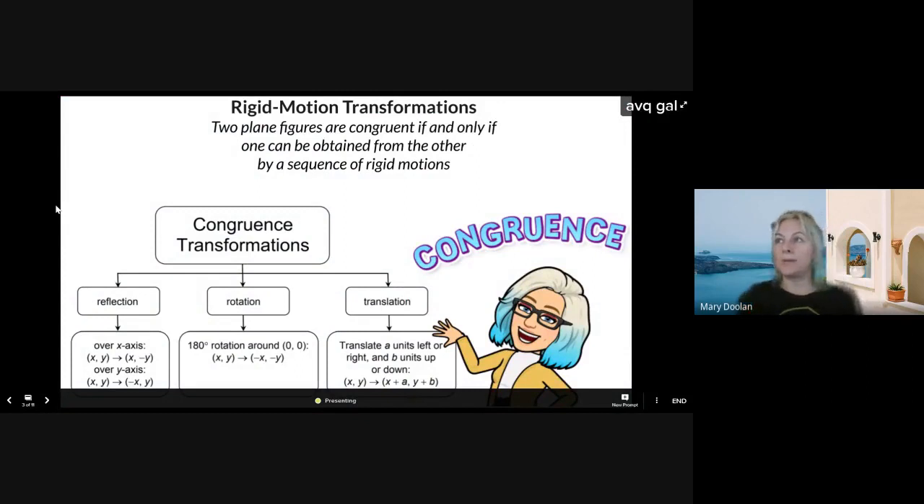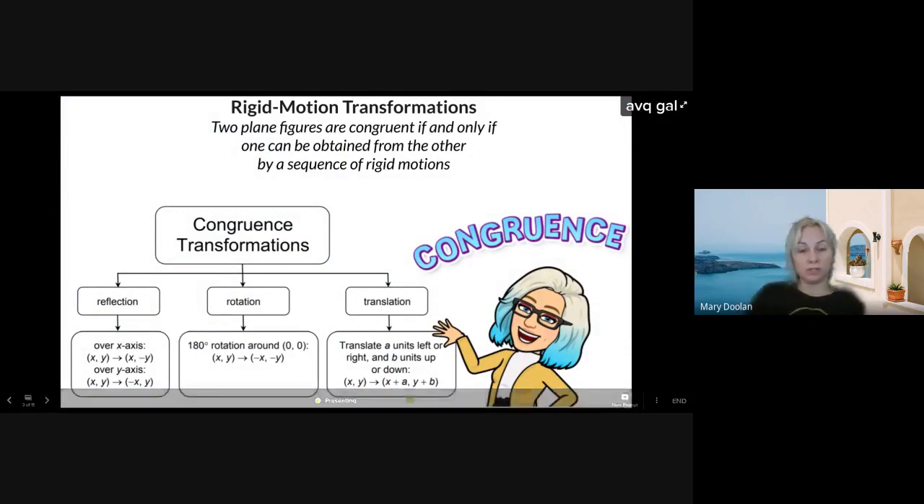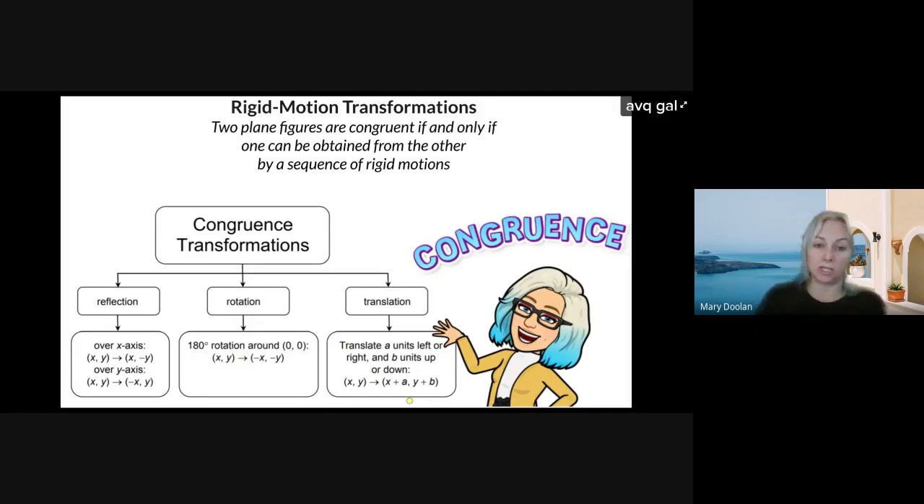Okay, so when we talk about rigid motion transformations, I kind of just mentioned this to remind you guys we're talking about reflections, rotations, and translations. And this is true that two plane figures are congruent if and only if one can be obtained from the other by a sequence of rigid motions. All right, so those rigid motions are reflections, rotations, translations. And this is just a little chart here to show you that the congruence transformations consist of those three.